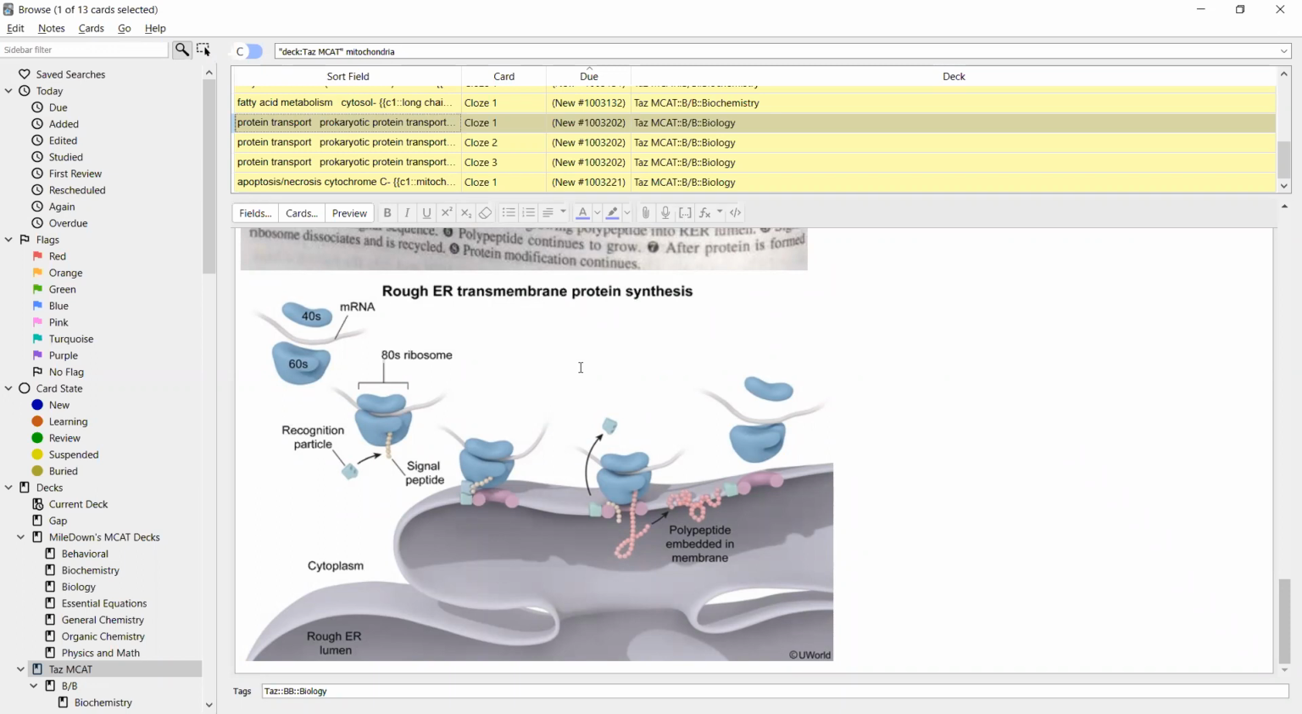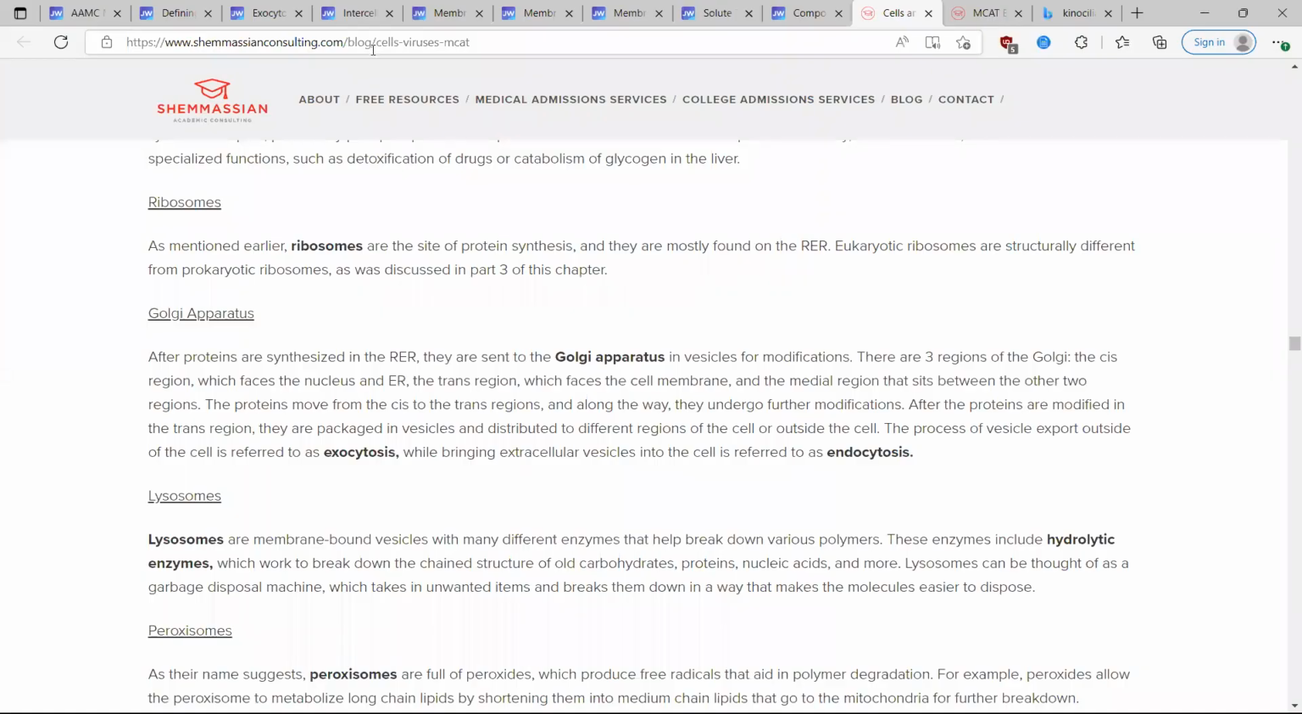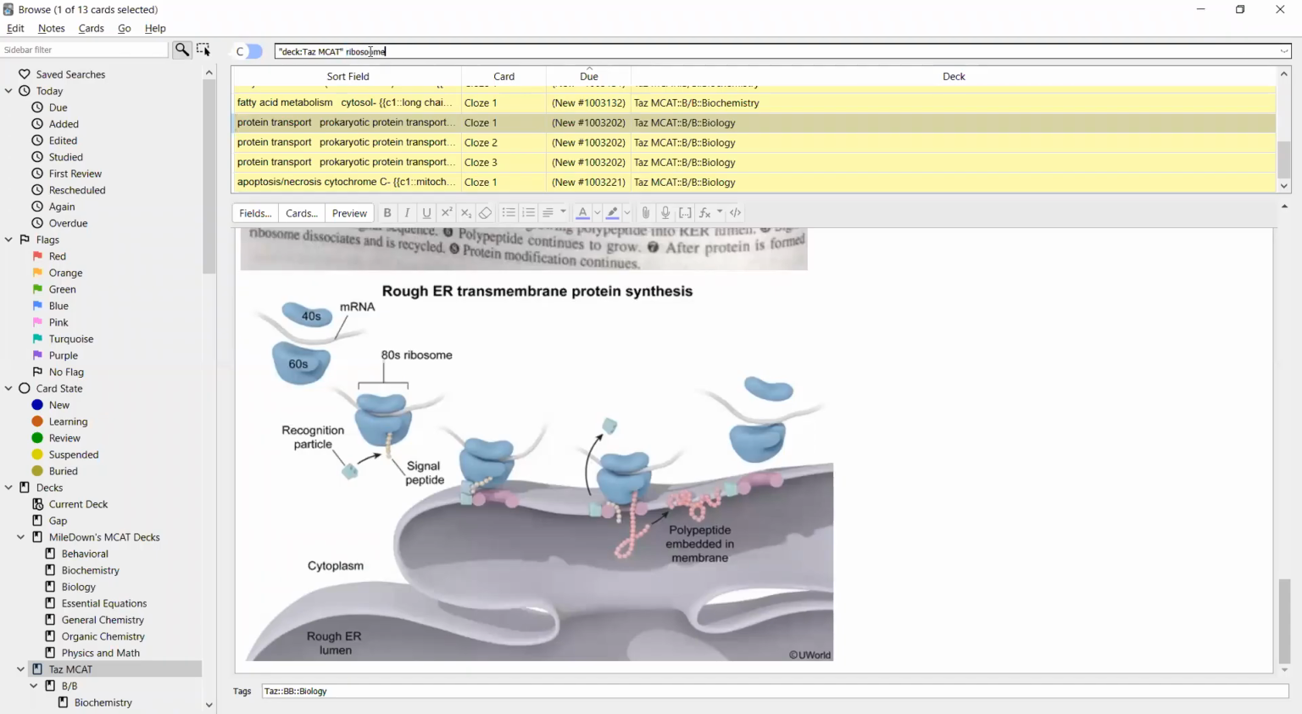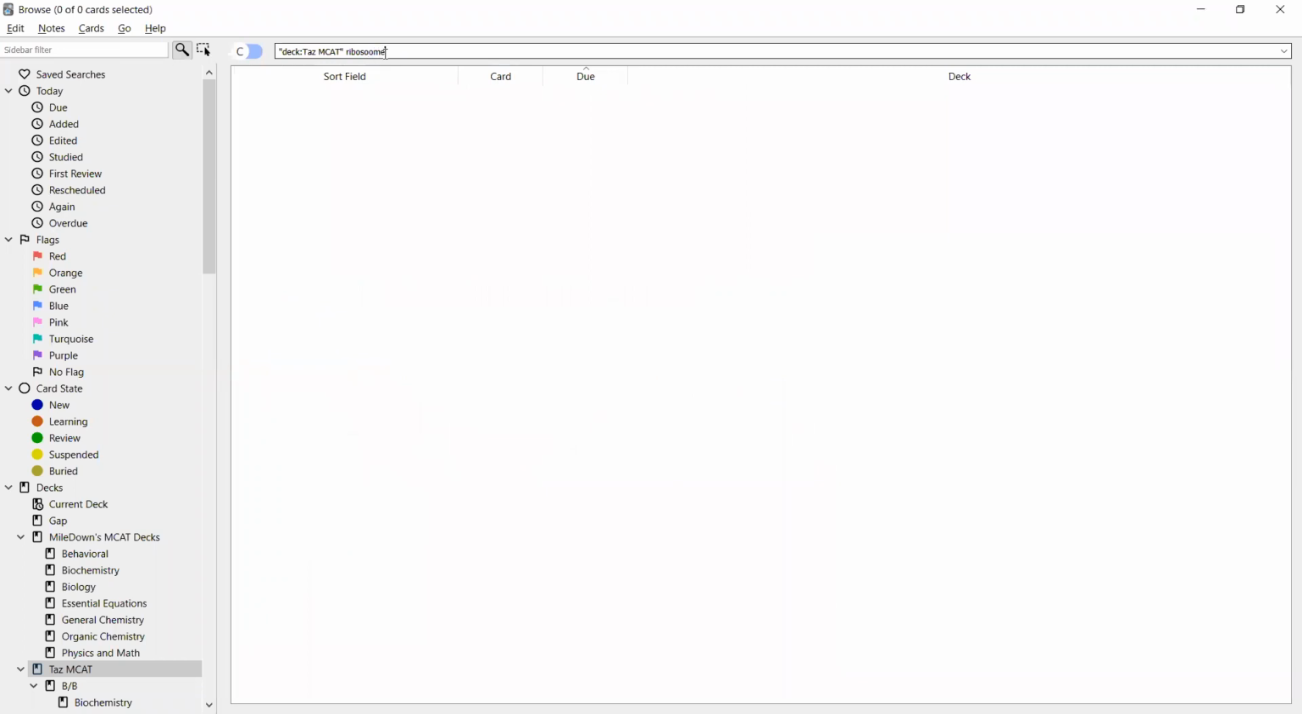No, that's wrong. 30, 40, 60. Is it 30, 50, 70? I think it's 30, 50, 70. Yeah. I don't know why they want you to know that, but ribosomes.